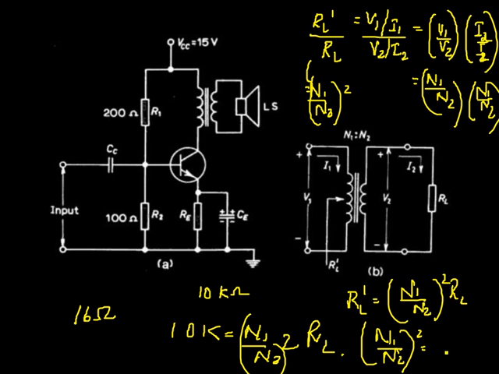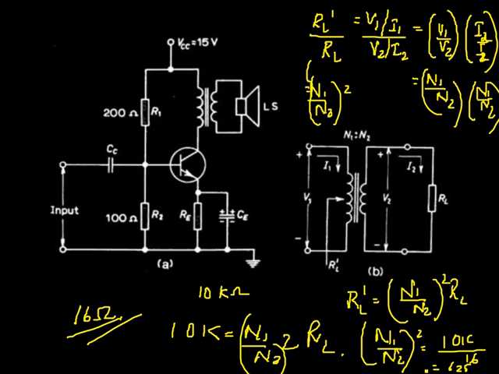You have to find the turns ratio of the transformer to match this 16 ohm speaker load. So that will be equal to 10k, or 10,000, divided by 16. You will get 625. So for matching a 16 ohm loudspeaker to an amplifier circuit with an output impedance of 10k, you will have to use a transformer of 625 turns ratio, N1 by N2.